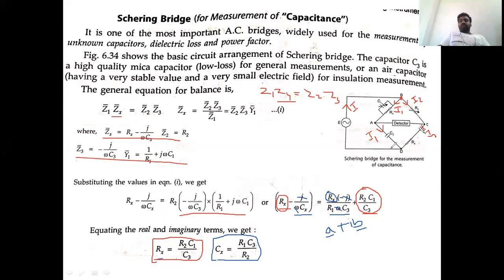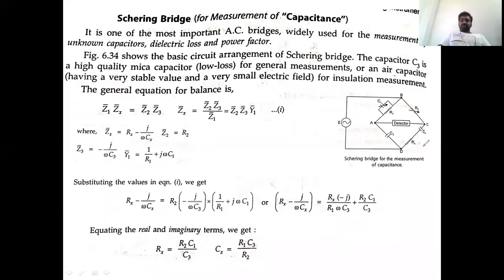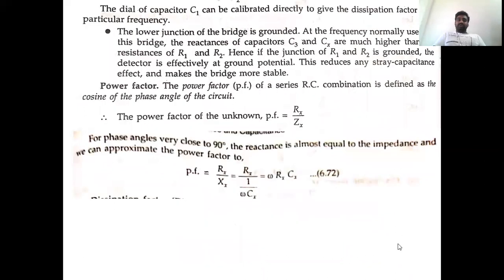So this is how we calculated the unknown capacitance and unknown resistance of the Schering bridge. So other than finding unknown capacitance, what we can do, we can calculate dielectric loss and also we can calculate power factor. That is the main objective of the Schering bridge. So how can we measure dielectric loss, that means power factor? Here what is meant by power factor? Power factor is nothing but cosine of angle between voltage and current.